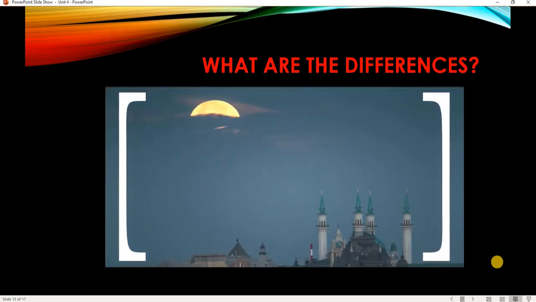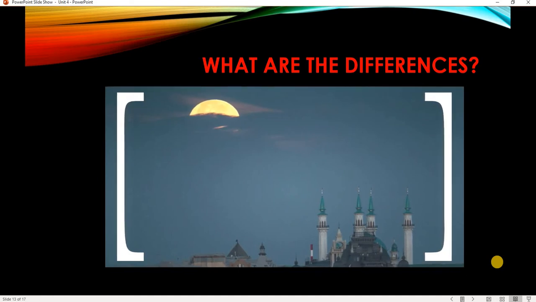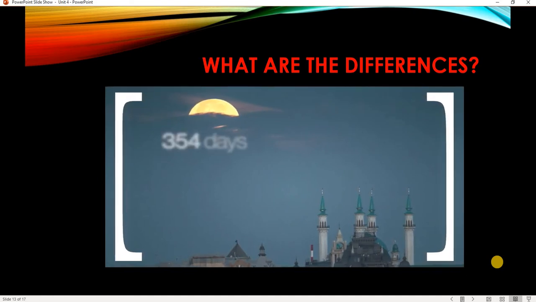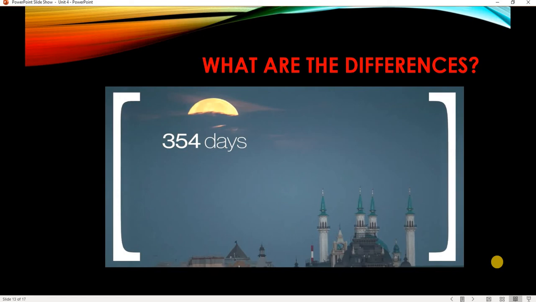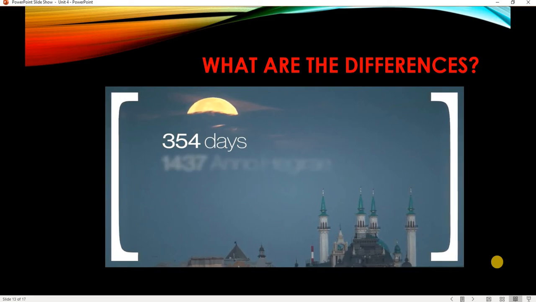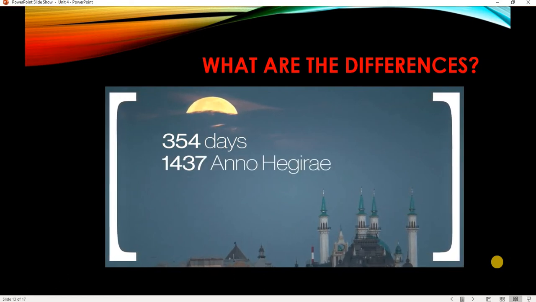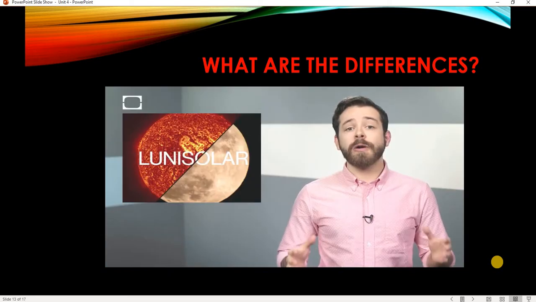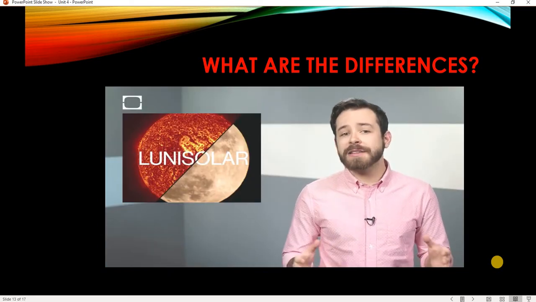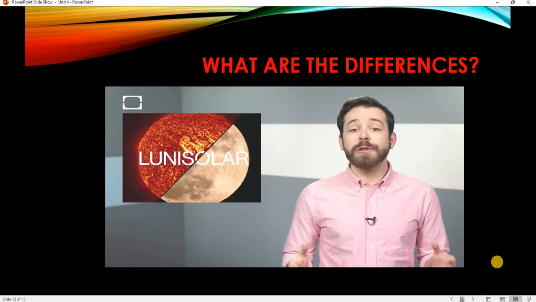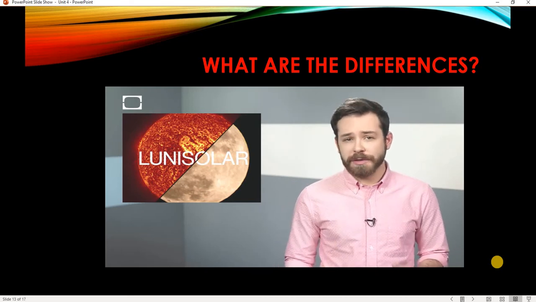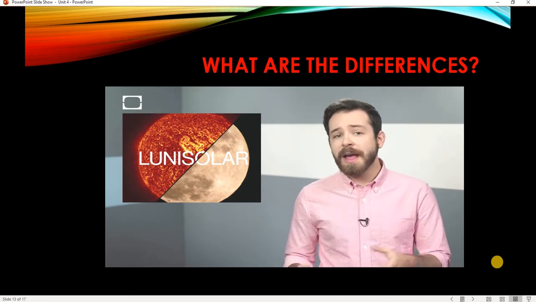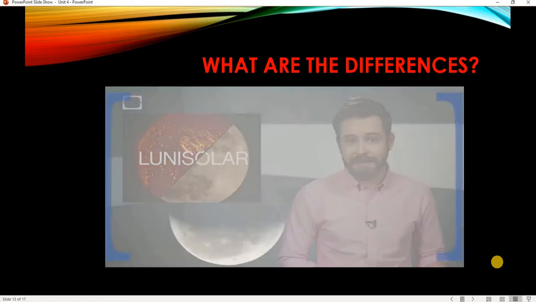Additionally, because there are more than 12 lunar cycles in one solar cycle, the Hijri calendar is only 354 days long, and it's currently considered the year 1437 AH. Finally, there are calendars which use both lunar and solar systems. These are lunisolar and are the best of both worlds. They use the sun to mark the year and moon cycles to mark the seasons.